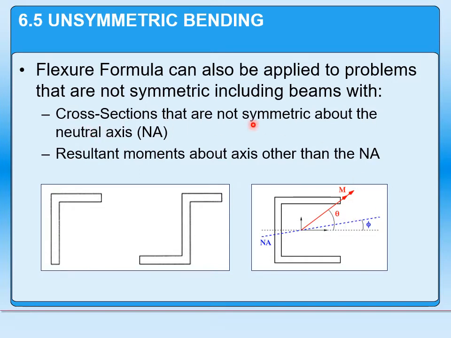So if the cross section is not symmetric, that's okay. We can do that. Again, not symmetric about the neutral axis. We just need to develop a process for it. And then there's a couple of different tricks we can use if it turns out the resultant moment is not about the neutral axis. How do we handle that situation?